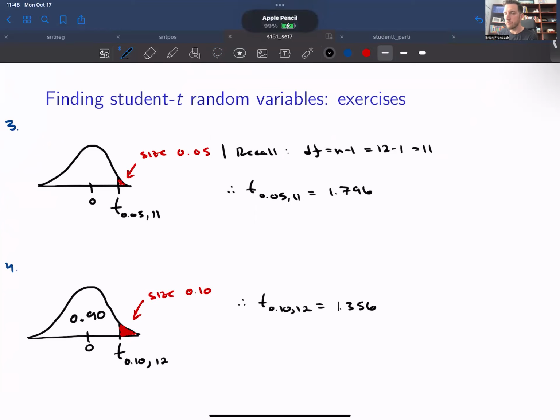So those are 4 examples of looking up a t value in the student t table. There's really not much to it. In general, we just match the area to the right of the value to the degree of freedom. And this is the same process that we're going to be using when we start constructing confidence intervals that use t values.